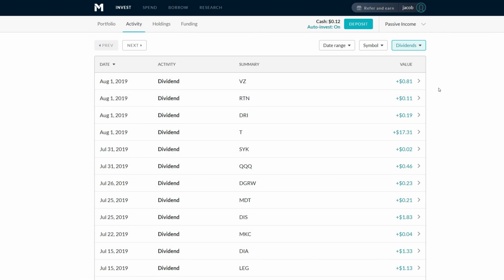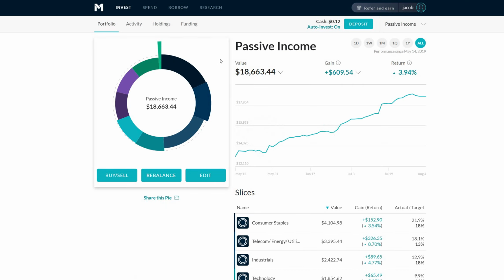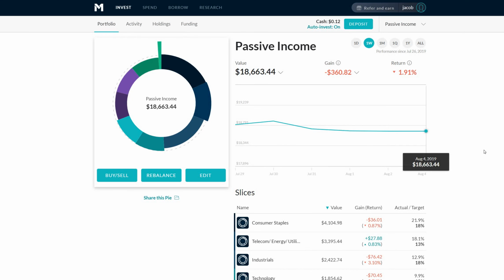We got dividends from Verizon, RTN, DRI, and AT&T. So just shy of $20 over the last week. But what I really want to focus on today is, well, how did my portfolio perform comparative to the greater market?